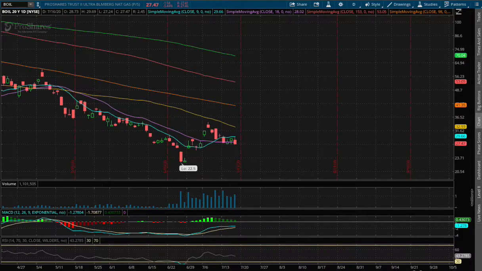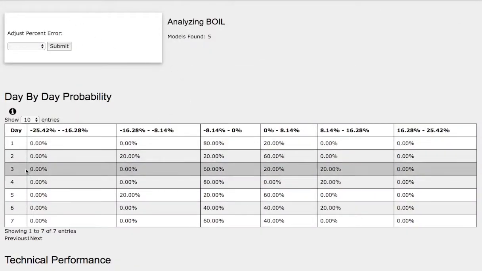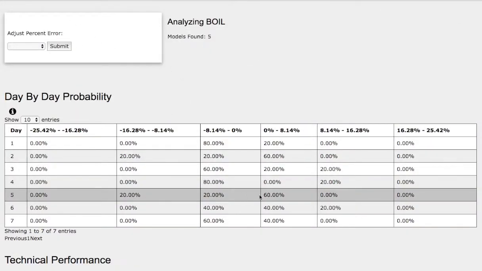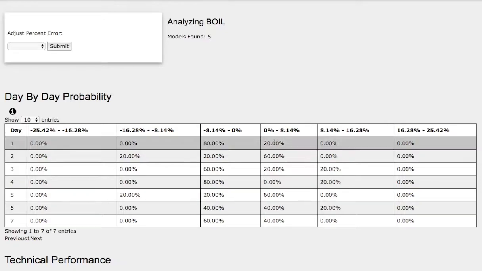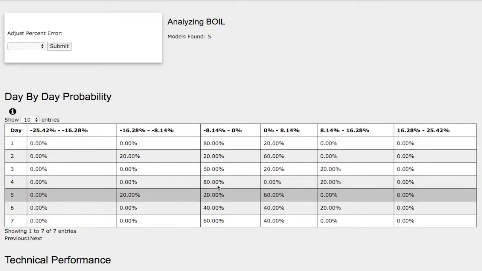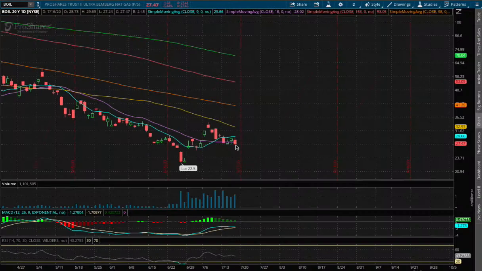Now let's examine the day-by-day probability model. As we progress to the 5th day, about a week of trading, we have a 60% chance for BOIL to climb between 0 to 8%, and to the downside we have a 20% chance for BOIL to fall between 0 to negative 8%, and in the extreme case we have a 20% chance for BOIL to fall between negative 8% to negative 16%. So we'll be using up 8% and down 8% as our support and resistance levels.